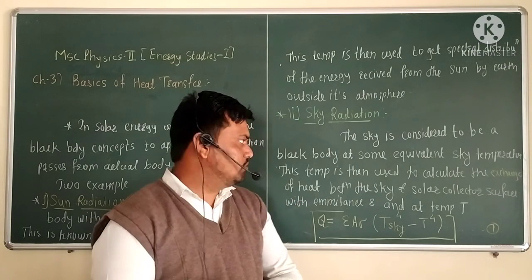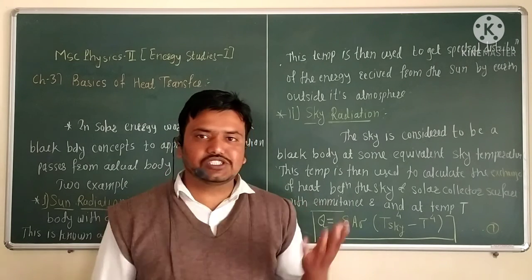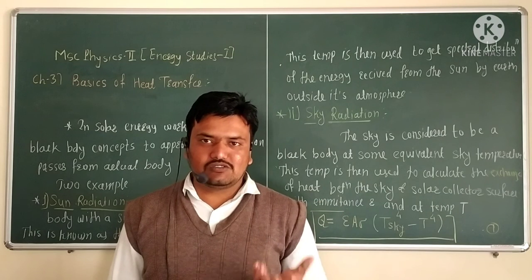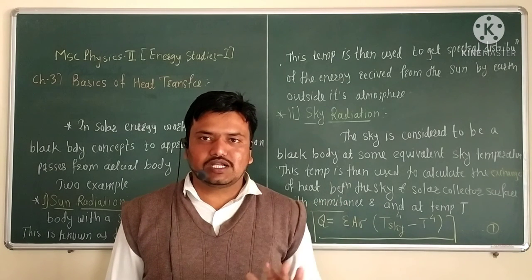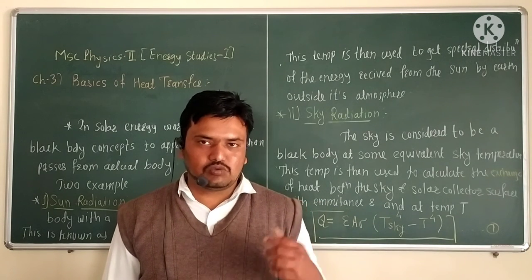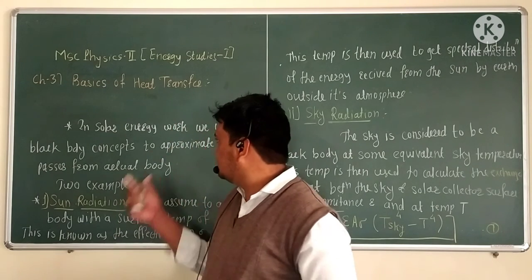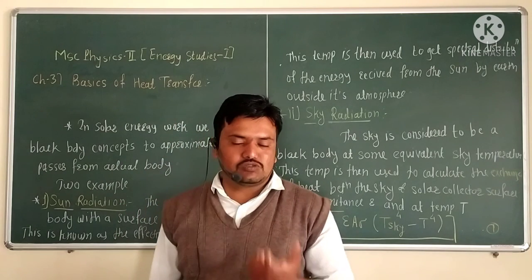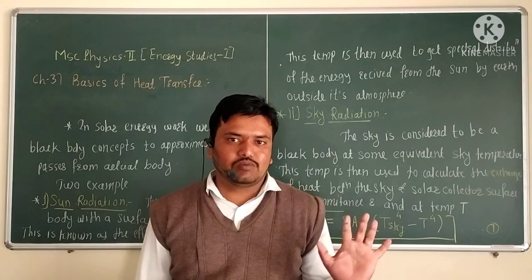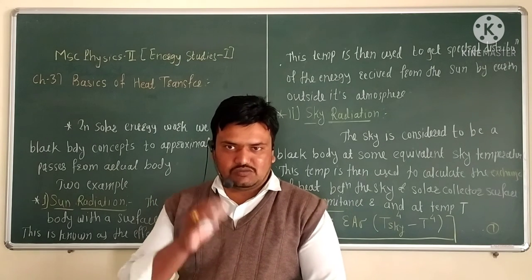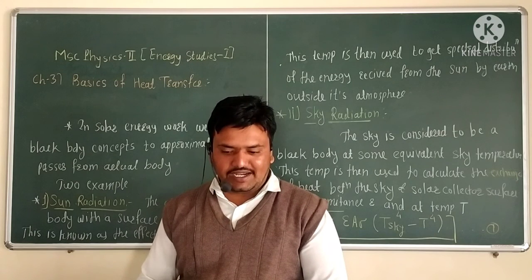So this is the idea of the transmittivity of the solar radiation. These are the two examples of solar energy working with the use of a black body: the first type of radiation is the sun radiation, and the second type is the sky radiation.